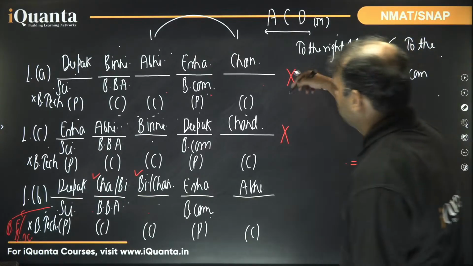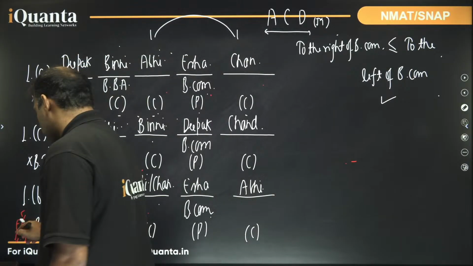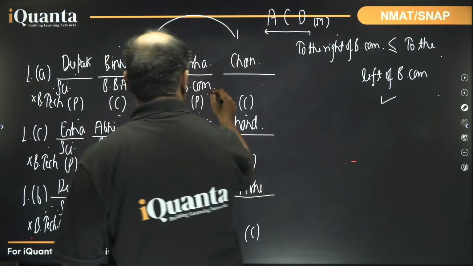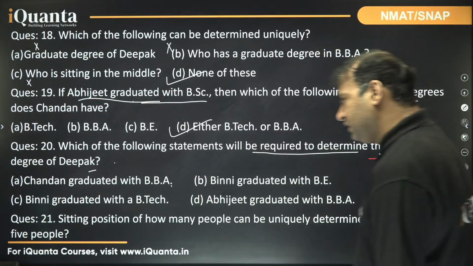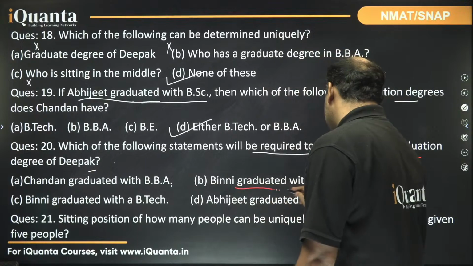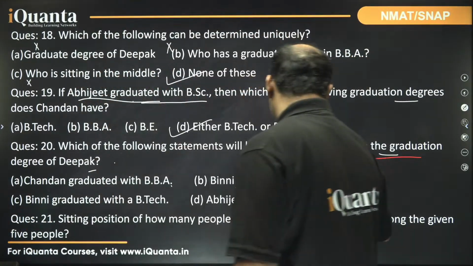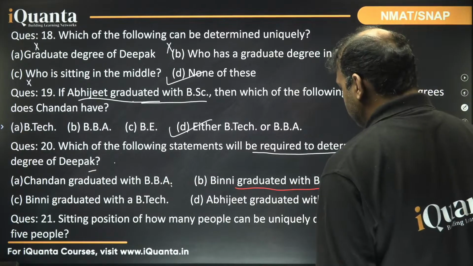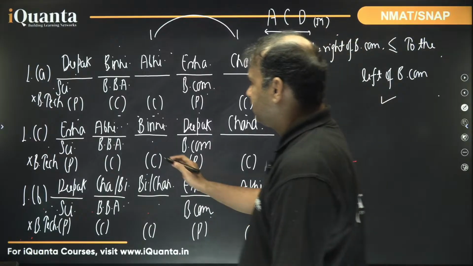So let me erase all of this which I have written with the red color. Now let's check option number 2, whether it can give us any answer or not. Option number 2, guys, is saying that Bini is graduated with BE. We have to try to find the graduate degree of Deepak, and they have given that Bini is graduated with BE.